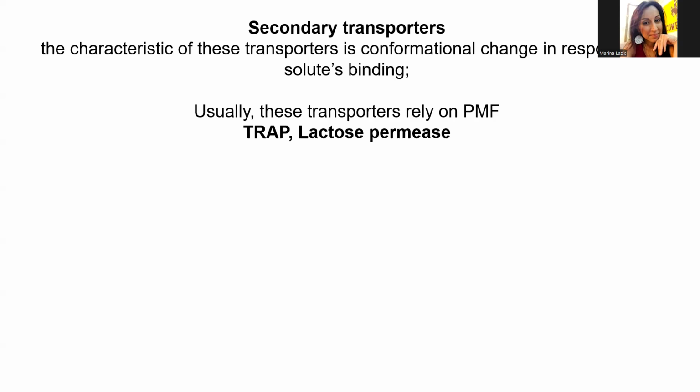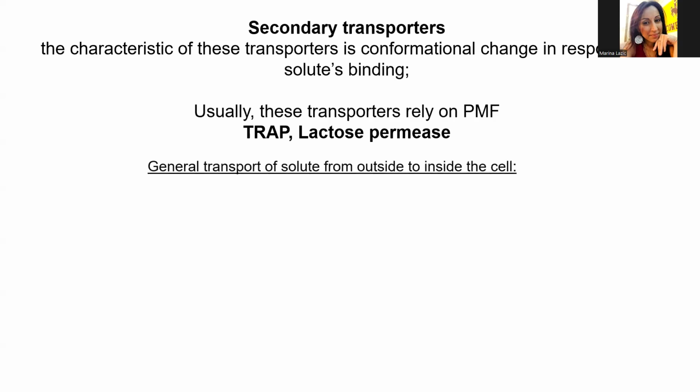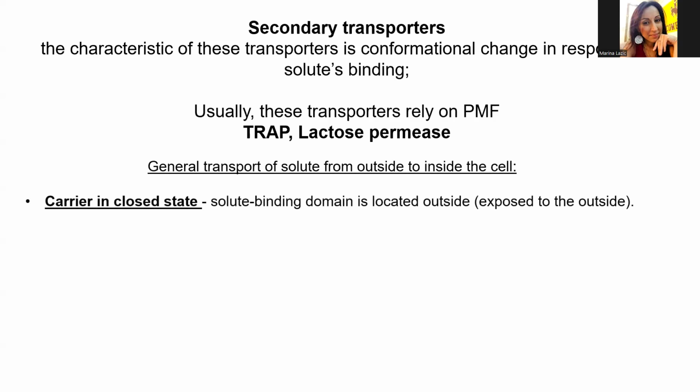The TRAP transporter is the first one that we will cover, and that one transports C4 compounds, like succinate, like fumarate, something that has four carbon compounds. So it still has the general function of transporting solutes inside and outside of the cell. But what characterizes these transporters, both TRAP and lactose, is that they exist in three states. The closed state, so when the carrier is in closed state, that's the first state.